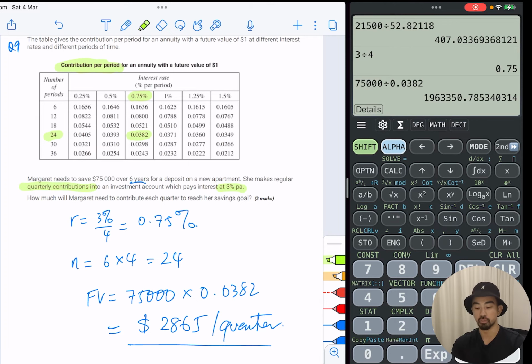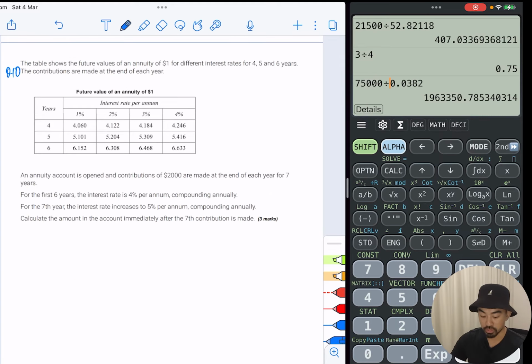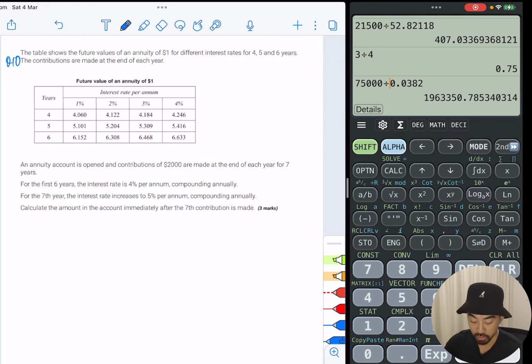It's obviously better if you don't, but I just want to stress that these questions get very similar over time. And if you do enough of them, you realize, okay, there's only two ways you can go, either times or divide. Question 10. The table shows the future value of annuity $1. Once again, so now it's just future value, no contribution.